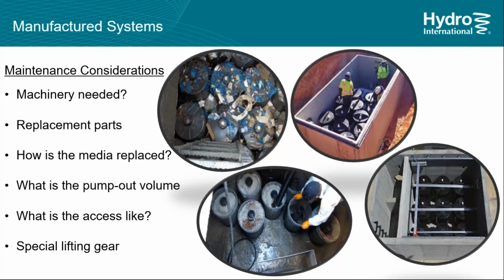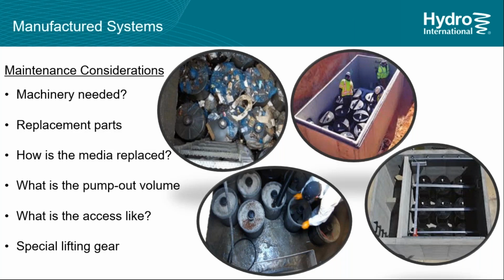So as you see in the bottom right, option 2 is bring all your cartridges to the surface, truck away the old ones, bring in new ones, put them back down and install them. But these cartridges can weigh up to 300 pounds. They can be thousands of dollars to replace. And with the media inside them, they're very heavy.